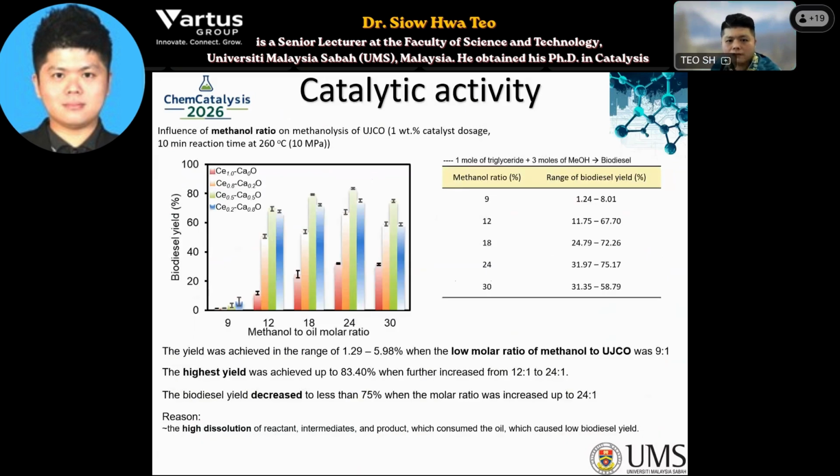After identifying the optimum catalyst composition, we investigated the effects of methanol to oil molar ratio on biodiesel production. As shown in the figure, the biodiesel yield increased significantly as the methanol to oil ratio was increased from 9:1 to 24:1. This is because the high amount of methanol will promote the transesterification reaction and shift the reaction equilibrium towards biodiesel formation. Okay.